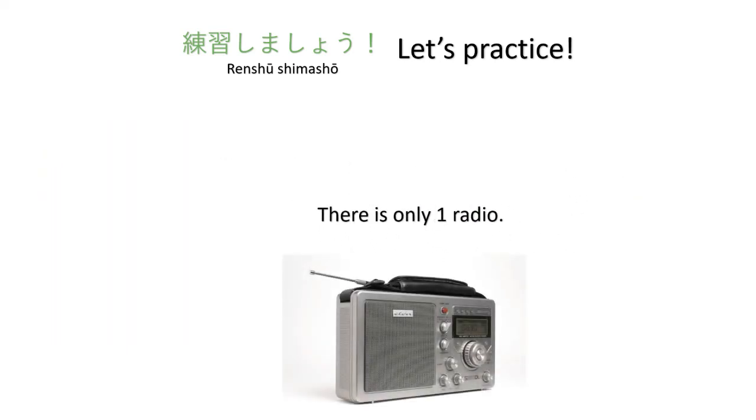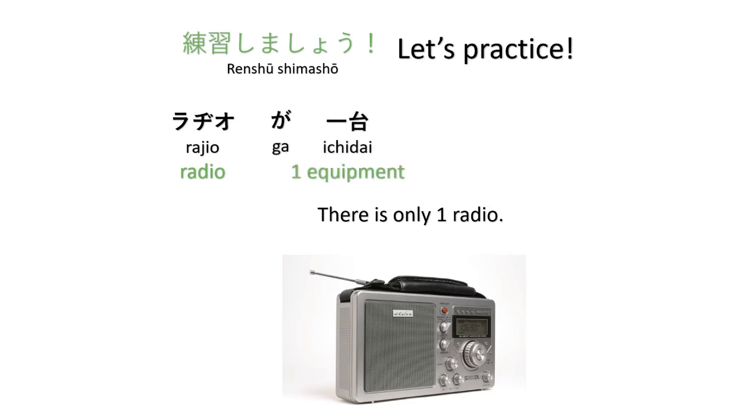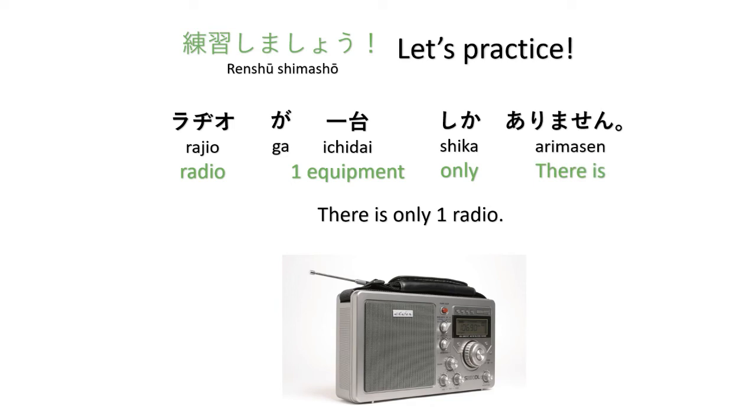There is only one radio. Okay? So we have radyo ga 1台. So we have the counter for equipment. 台. 1台しかありません. Radyo ga 1台しかありません. So again, when we use shika, the verb is in the negative tense.